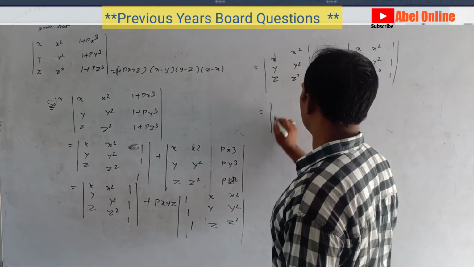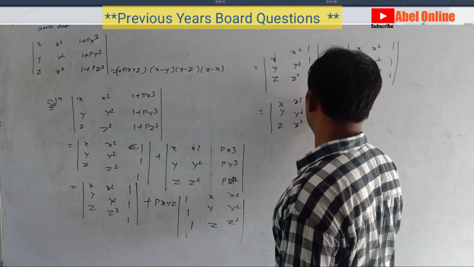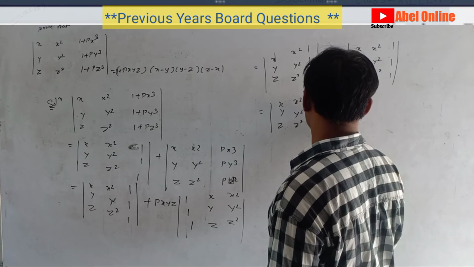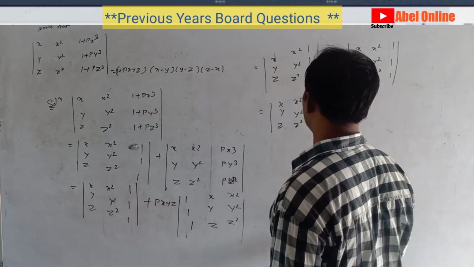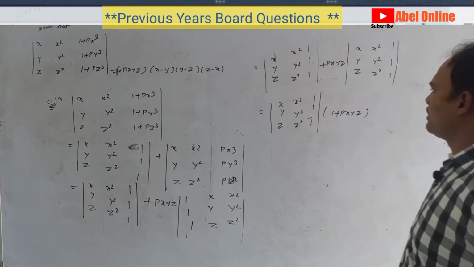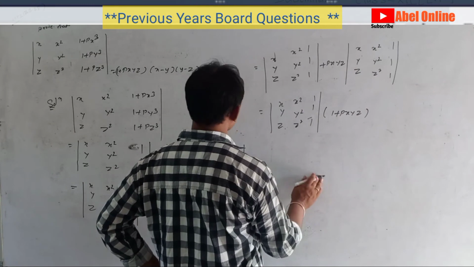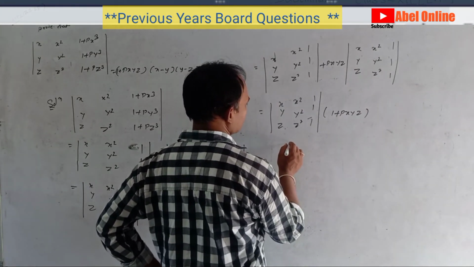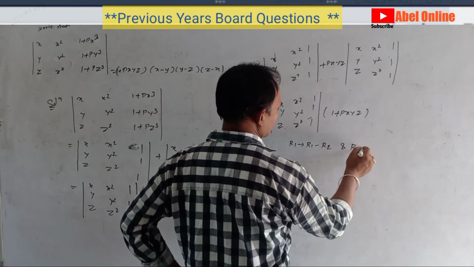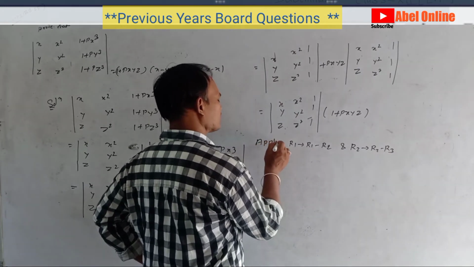So it is the determinant x, y, z; x square, y square, z square; 1, 1, 1 that is common. The remaining part is 1 plus p x y z. Both are the same, so we take the common. Now we are going to apply the operations R1 goes to R1 minus R2 and R2 goes to R2 minus R3.